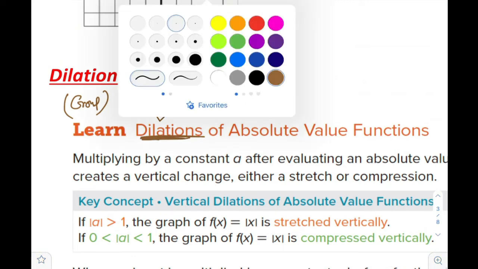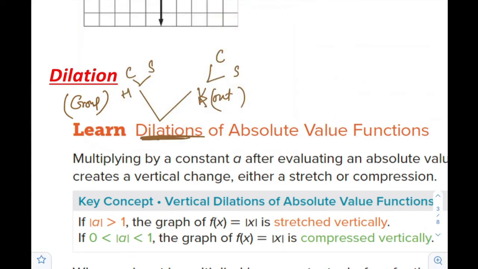Now here, as we did before, if the number which is A is more than 1 and outside, then stretching. If it is less than 1 but more than 0, then it is compression. The situation is reversed in horizontal. It will be stretched horizontally if A is less than 1, and it is compressed horizontally if A is more than 1.